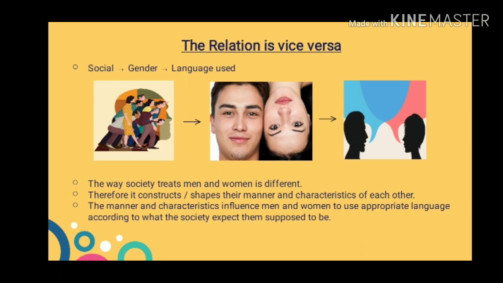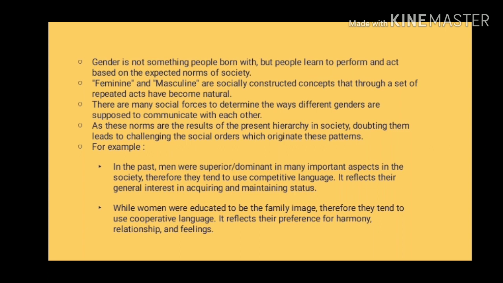For example, women are socialized to speak with a softer and more tender voice than men. Gender is not something people are born with, but people learn to perform and act based on the expected norms of society. Feminine and masculine are socially constructed concepts that through a set of repeated acts have become natural.